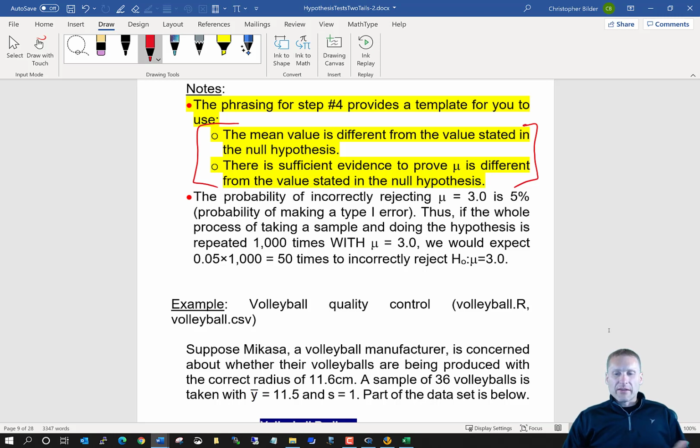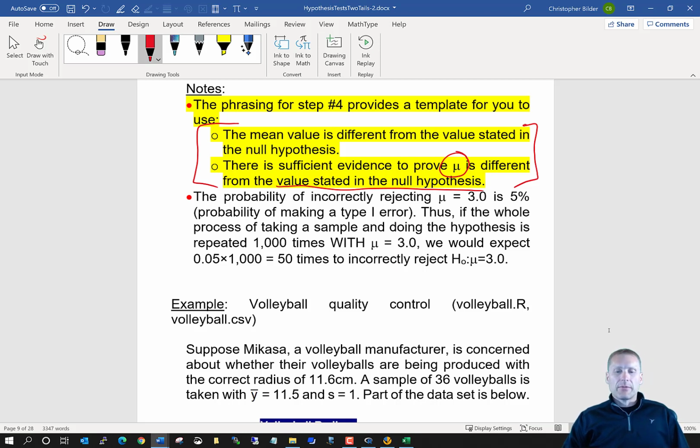One way to phrase it, and this is the way I did it: the mean value is different from the value stated in the null hypothesis. So putting it in terms of the original problem itself, the mean GPA is different from the stated value of 3.0 in the null hypothesis. Another way that you commonly see people phrase these conclusions is there is sufficient evidence to prove that mu is different from the value stated in the null hypothesis, where you replace mu here with, let's say, the mean GPA, and then you somehow include what that null hypothesis was, 3.0.